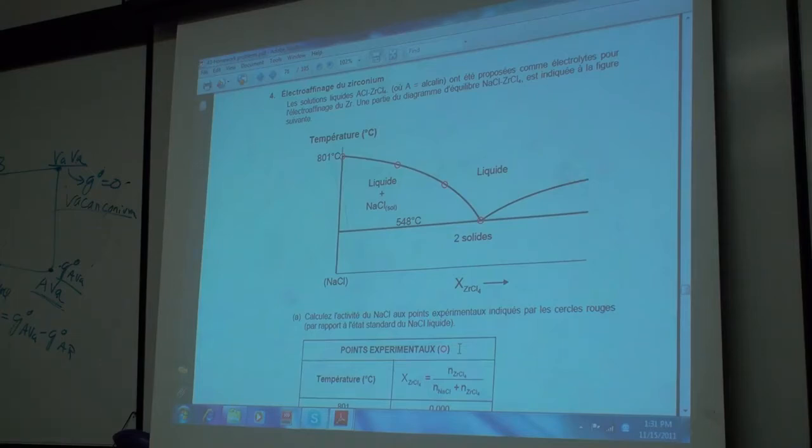It's ZrCl4 held together with van der Waals forces. It's not molten salt at all. It's not ionic whatsoever. High vapor pressure, it's not an ionic salt, it's like carbon tetrachloride, it's a molecule. They've been proposed to refine all the zirconium. A part of the equilibrium diagram of NaCl, ZrCl4 is shown here. Calculate the activity of sodium chloride at these experimental points, indicated by the red circles.